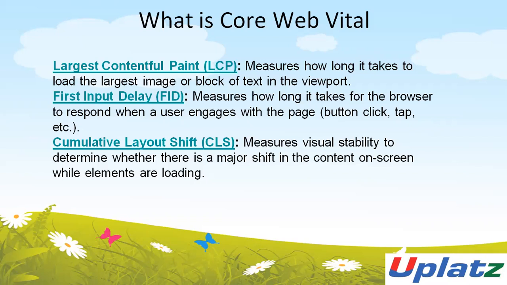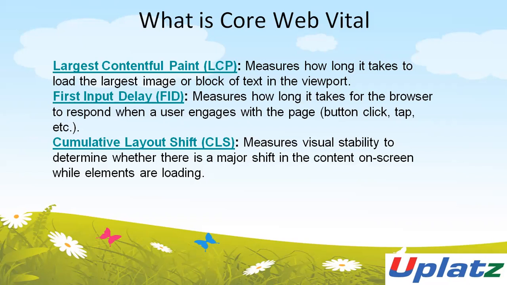Okay. First input delay, FID, measures how long it takes for a browser to respond when a user engages with a page, like a button click or tap. Button click means submit button, any kind of button. Tap means some links. So this is again dependent on the first one, because the more efficient your page is, the faster it will open. And if there is a form kind of thing, then use less JavaScript, calendars, drop downs. You can avoid these to reduce the size.